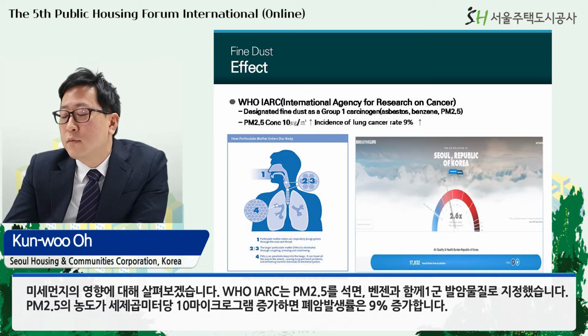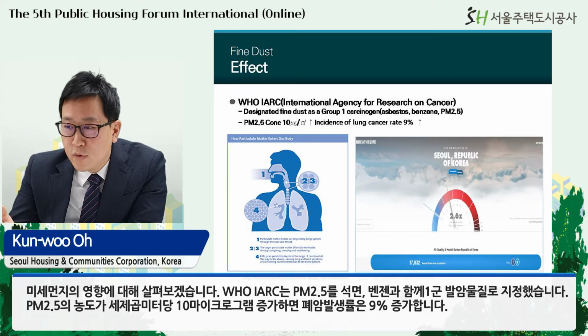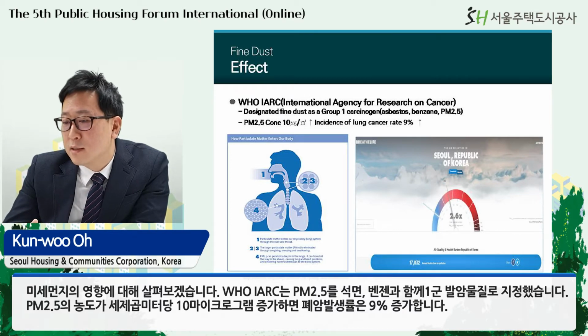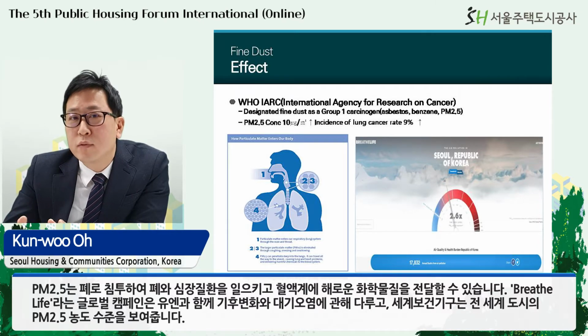Let's look at the effect of fine dust. The WHO IARC, International Agency for Research on Cancer, designated PM2.5 as a group 1 carcinogen along with asbestos and benzene. When the concentration of PM2.5 increases 10 micrograms per cubic meter, the incidence of lung cancer increases 9%. So PM2.5 can penetrate into the lungs and cause lung and heart diseases and deliver harmful chemicals to the blood system.